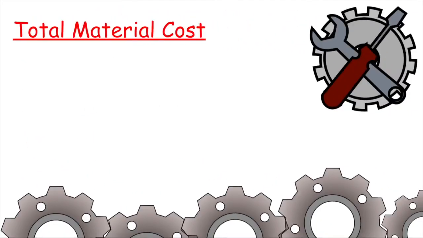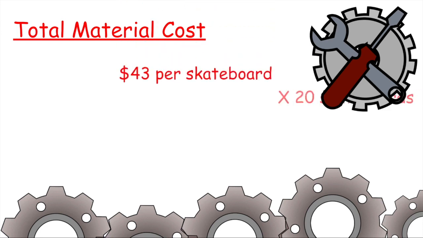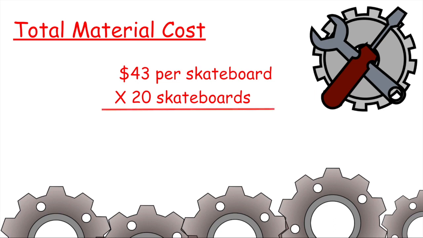One more thing you have to keep in mind is that when you are calculating the price of the material per product, you're going to have to multiply the total answer, which in our case was $43, by the total number of skateboards you're producing every single day. So after you do the multiplication and the math, for our example, the answer comes out to be $860.